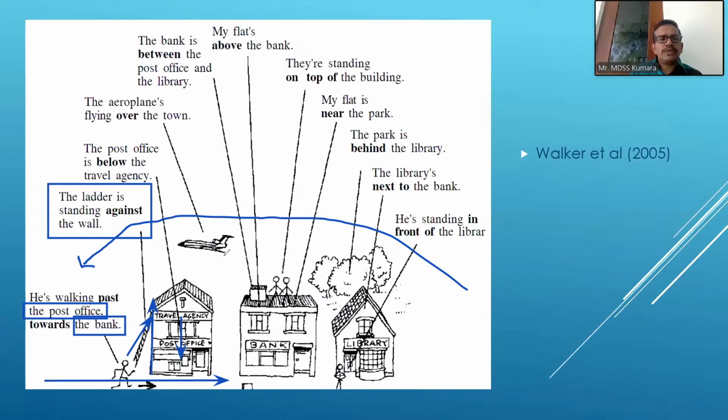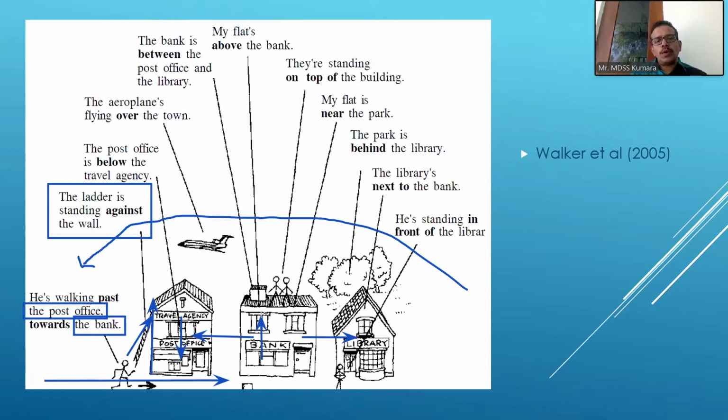The bank is between the post office and the library. Between the post office and the library. My flat is above the bank. The opposite of below is above. So this person's flat is above the bank.